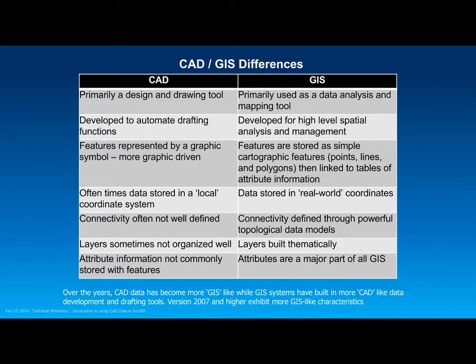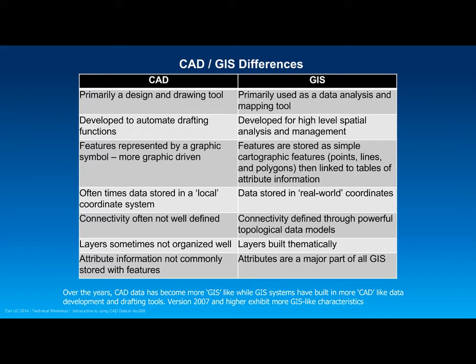GIS works on a topological model that defines spatial relationships between features, how features connect, and what features are adjacent, contained within, or connected to other features. And CAD doesn't necessarily work on such a strong topological model.